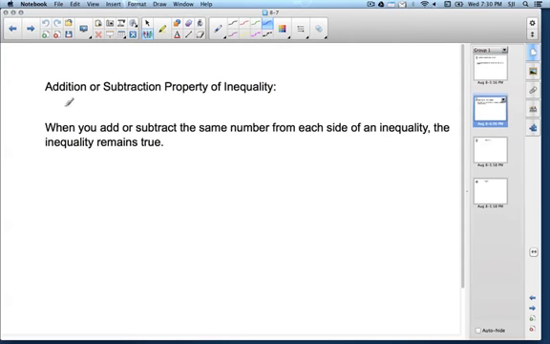So first we're going to cover what exactly is the addition or subtraction property of inequality. That property states that when you add or subtract the same number from each side of an inequality, the inequality remains true. This is the same as what applies when we're working with equations, or things that have an equal sign in them. If you add or subtract the same number from both sides, it's going to remain true.